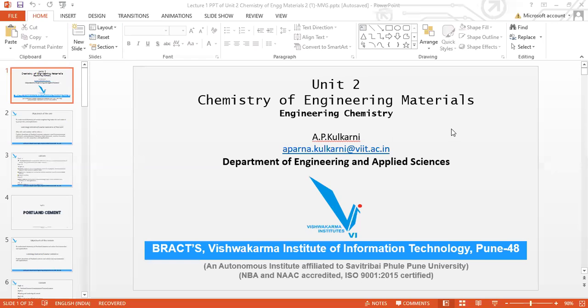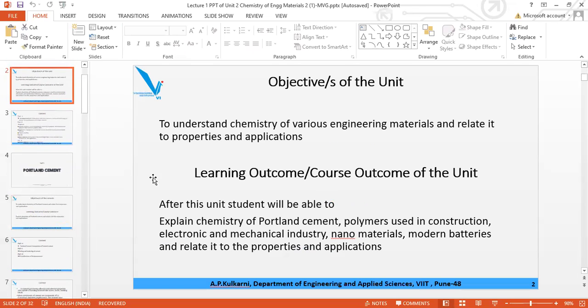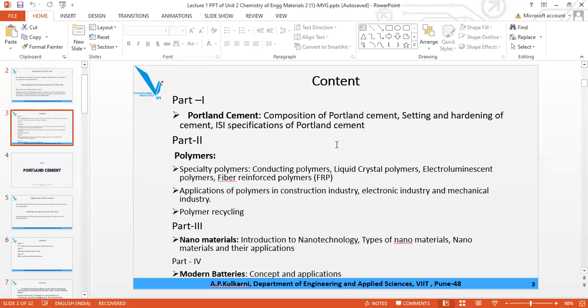Chemistry of engineering material. As I have told you, every staff has written one unit for the PPT as well as for notes. So this is the second staff, senior faculty from our department, Aparna Kulkarni. She has written this. Mainly we are going to study different topics like Portland cement, polymers used in the construction, electronic and mechanical industry, nanomaterial, modern batteries and relate them to properties and application. This is just the overview.